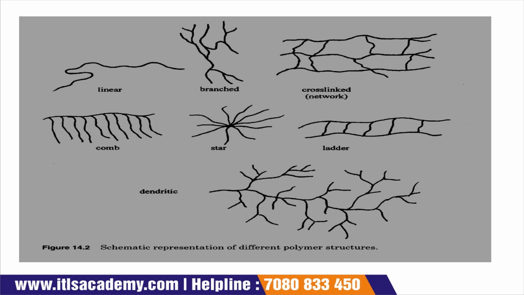Okay, see here. This is linear, like this. This is branched. See, the branches are present in that type of polymer. Cross-linked: here, linkages are formed between the chains. This is comb shape. See, this is comb shape. This is star shape. This is ladder shape. This is dendritic shape. So these are the schematic representations of the different polymer structures.